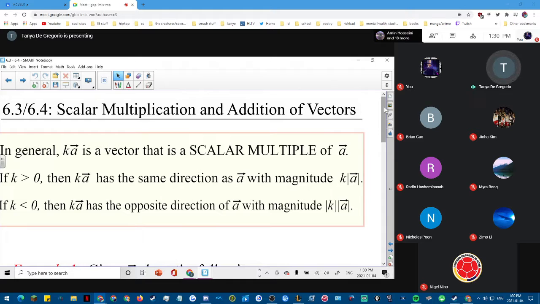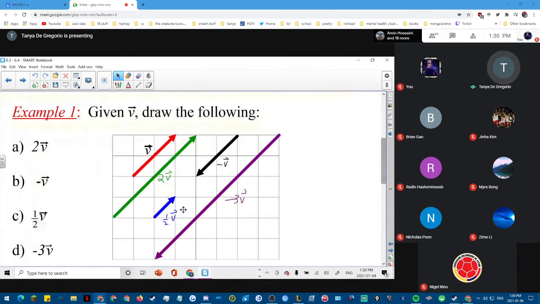So for example, we have vector v. I want to multiply vector v by k equals 2. So my k value is 2. So it's the exact same direction. It's just multiplied by 2. The length has now changed. Okay, it's 2 units longer. It's doubled. Okay.